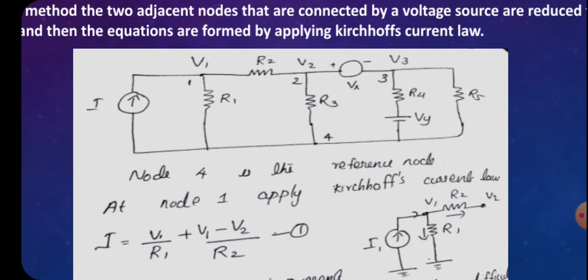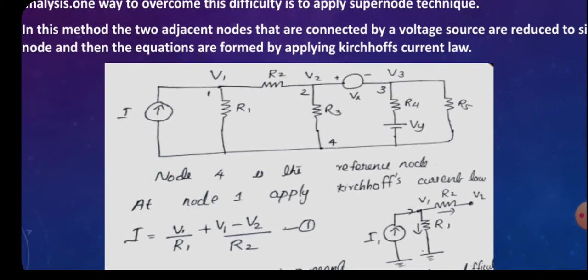How the equation comes about I have discussed in the node analysis section, so I think it is not necessary to explain those steps again. I equal to V1 by R1 plus V1 minus V2 by R2. Why is V1 minus V2 taken? Because R2 is connected between V1 and V2, so we have to use differential voltages. That's all about the first node.